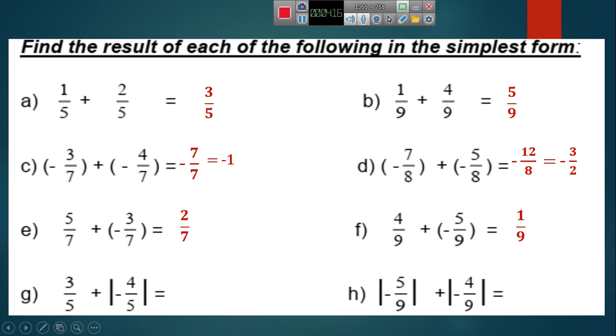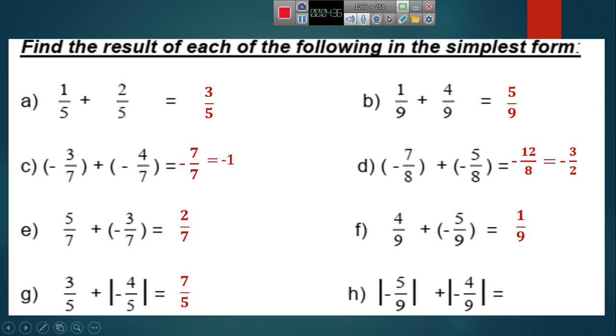3 over 5 plus the absolute value of negative 4 over 5. We will solve this one. Here we have positive 4 over 5 because this is an absolute value, so we cancel the negative sign. So 3 over 5 plus 4 over 5 equals 7 over 5.